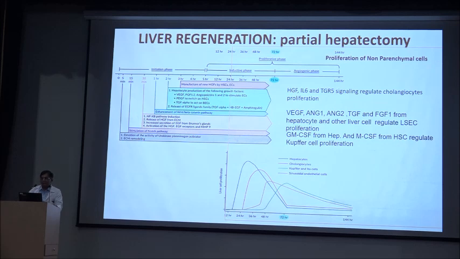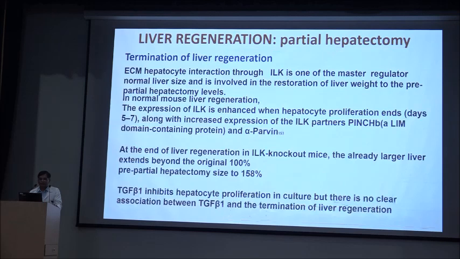Once the hepatocytes start proliferating, these proliferating hepatocytes also secrete various growth factors that help in the proliferation of the other cells like endothelial cells, macrophages, and cholangiocytes. HGF, IL-6, and TRG signaling help in the cholangiocyte proliferation; VEGF, NGF, TGF, and FGF help in the LSEC proliferation; and GM-CSF and M-CSF from the HSC regulate the Kupffer cell proliferation. And in the animal model, it is usually shown that by day 7, all this hepatocyte proliferation has basically slowed down, and most of the cells following the hepatocyte proliferation also start declining.